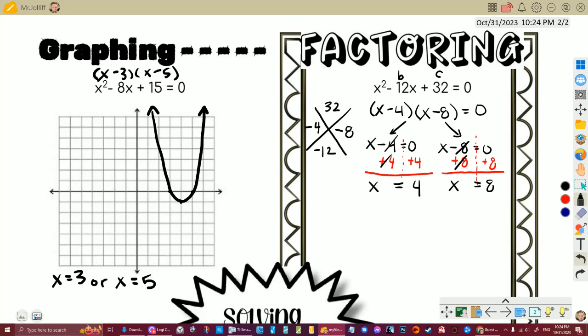And you'll notice, just like we saw in our graphing problem, what we see in factored form and what we see as our solutions flip signs because of this solving process that we go through where we set them equal to 0.